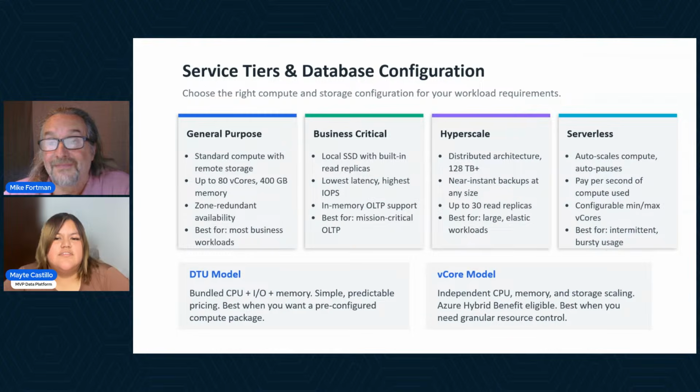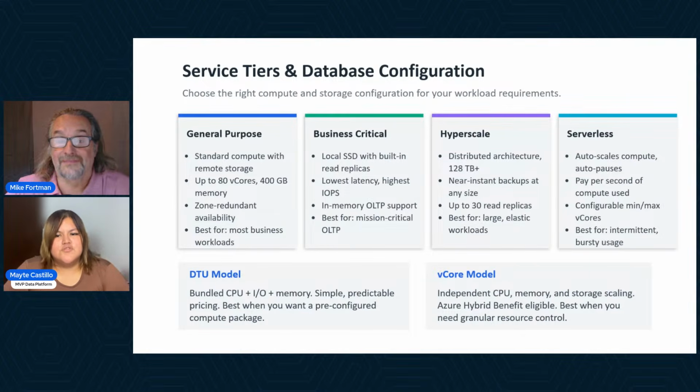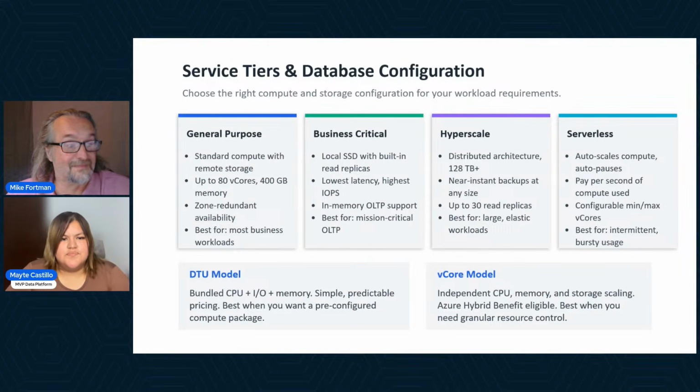In this slide, we compare the main Azure SQL Database service tiers and pricing models. General Purpose is designed for most standard business workloads. It separates compute from remote storage and provides a balanced option for applications that do not require extremely low latency.